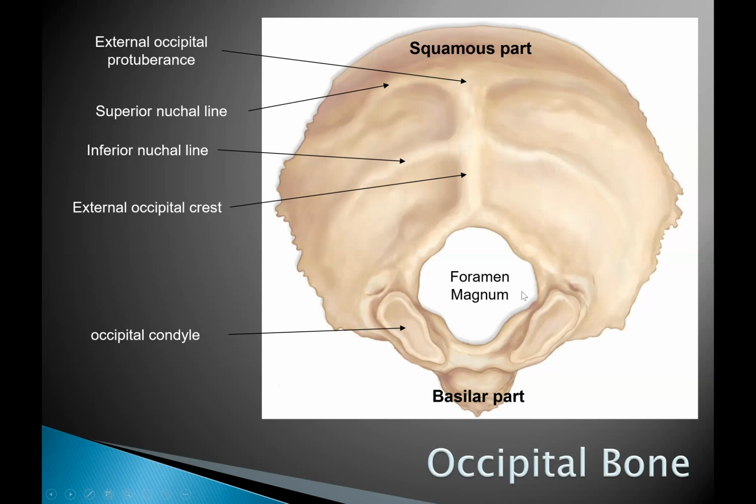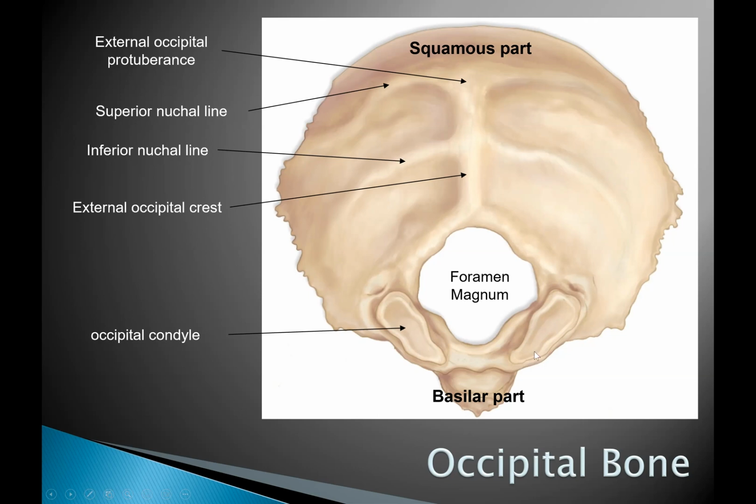And then remember that giant hole right there? Foramen means hole, and it's a big hole, so foramen magnum. That big hole is foramen magnum. And so it's very distinct of the occipital bone that you see this giant hole. And this is where the brainstem goes through the foramen magnum.